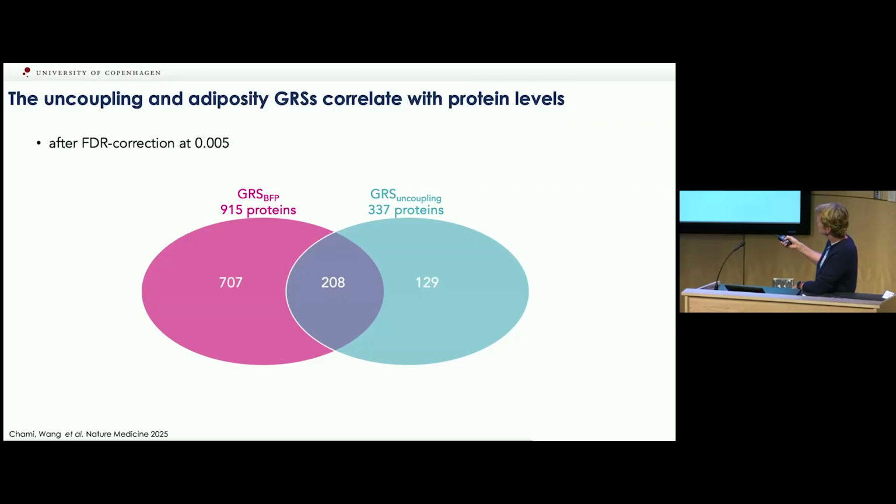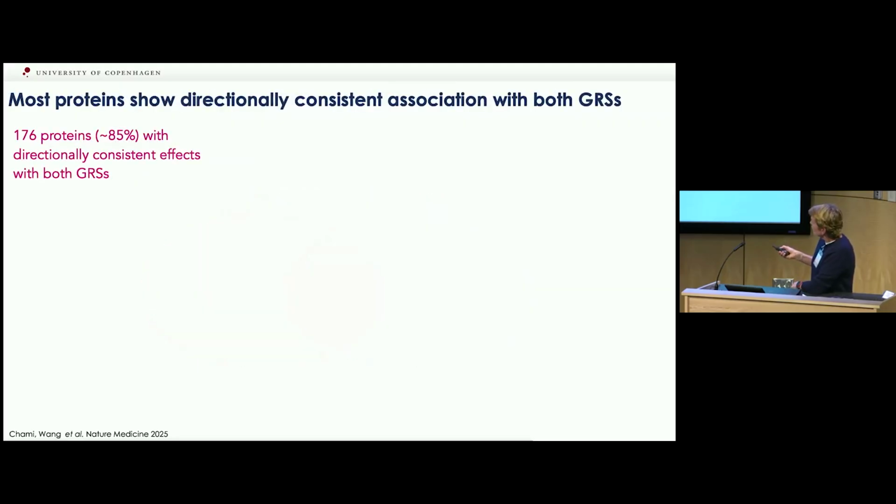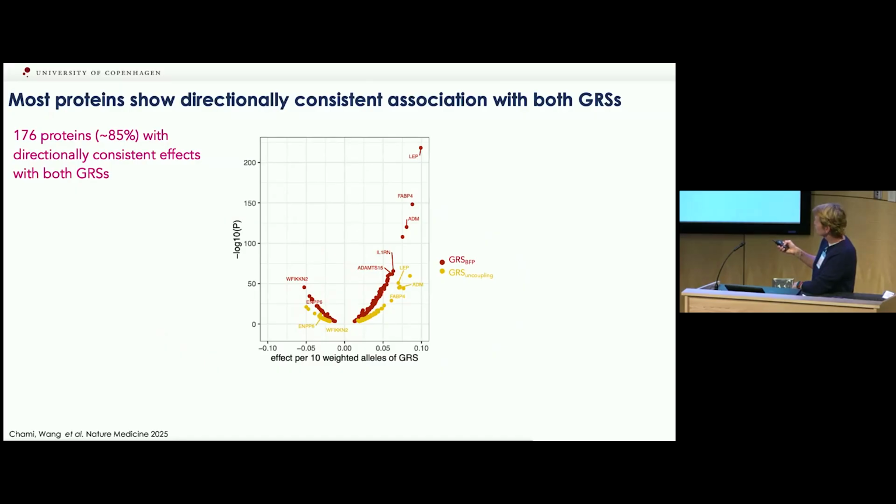The unhealthy score is also associated with 337 proteins. 208 are overlapping. Of the overlapping proteins, 85% are in the same direction. And this is what you see here.